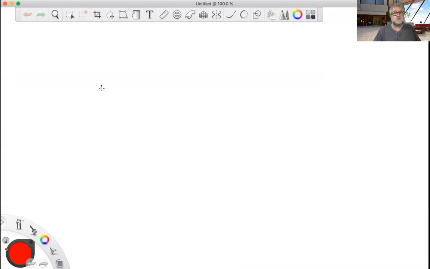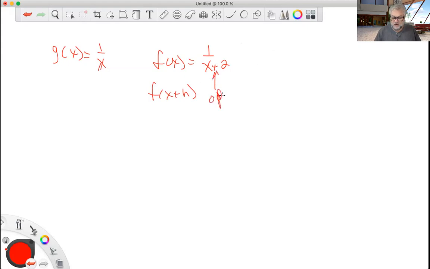Now let's talk about transformations. If I have a function, g of x is 1 over x, that's where we started, and I say here's f of x is 1 over x plus 2. What is that? Well, this looks like f of x plus h, that we have a plus 2 grouped in with the x. And so this shows a shift opposite from the sign.